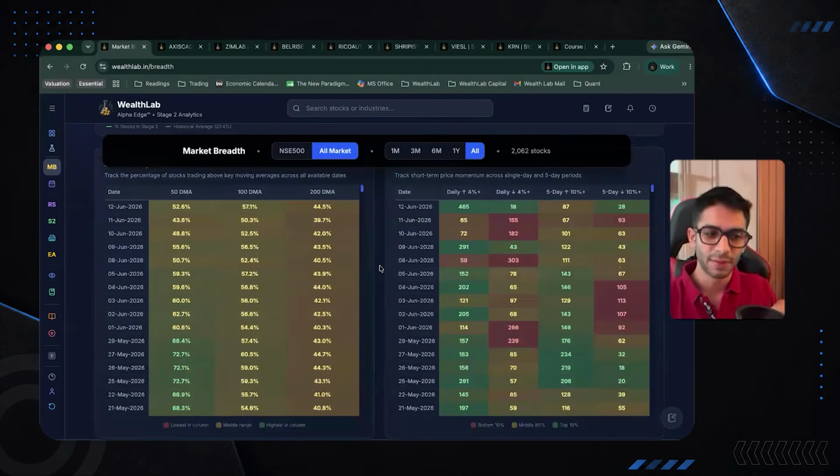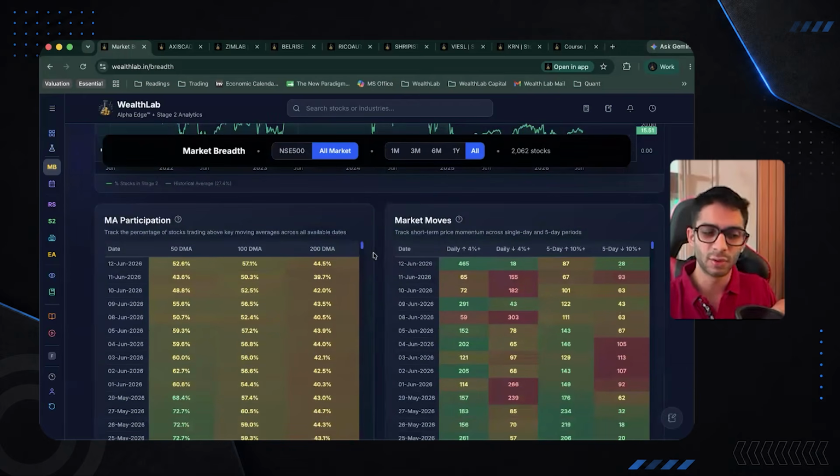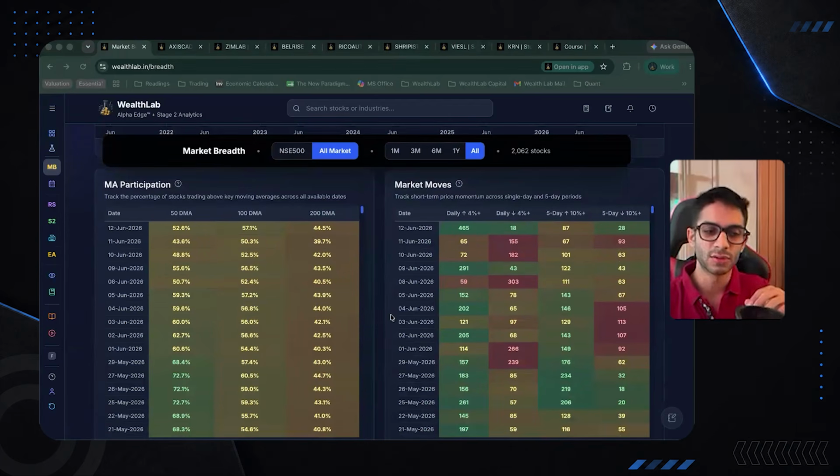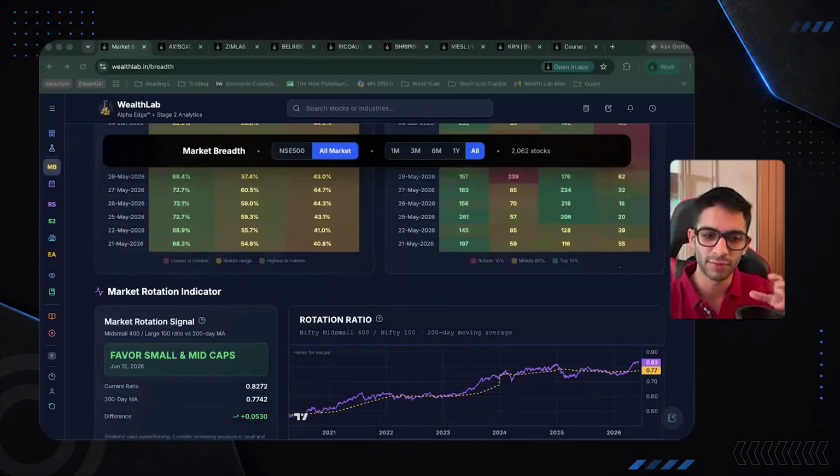Similarly, you can track 50-day, 100-day, and 200-day moving average. We are going to add 20 days also over here for short-term swing traders to get an idea of how the markets are flowing. Where is the moving average distribution that is currently going on right now. So you can track here and daily 4% up down, 5% up down, 10% up down over 5 days.